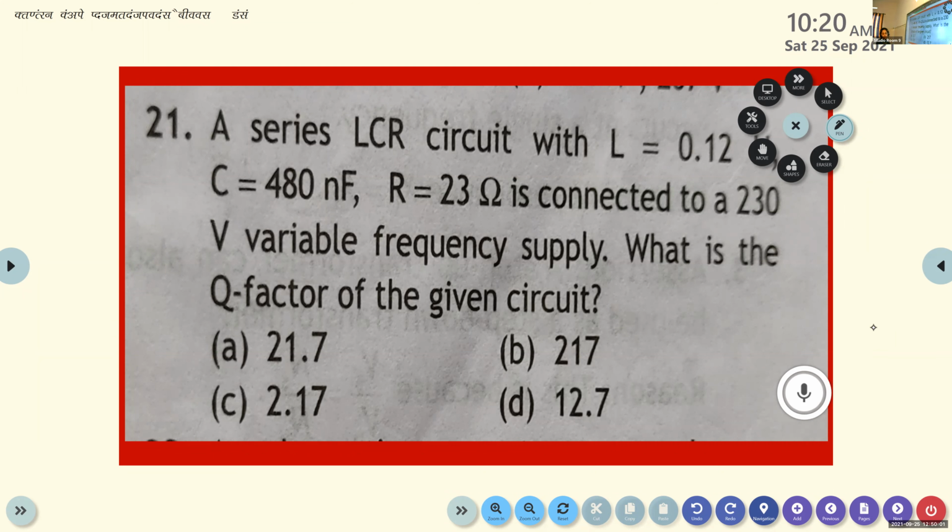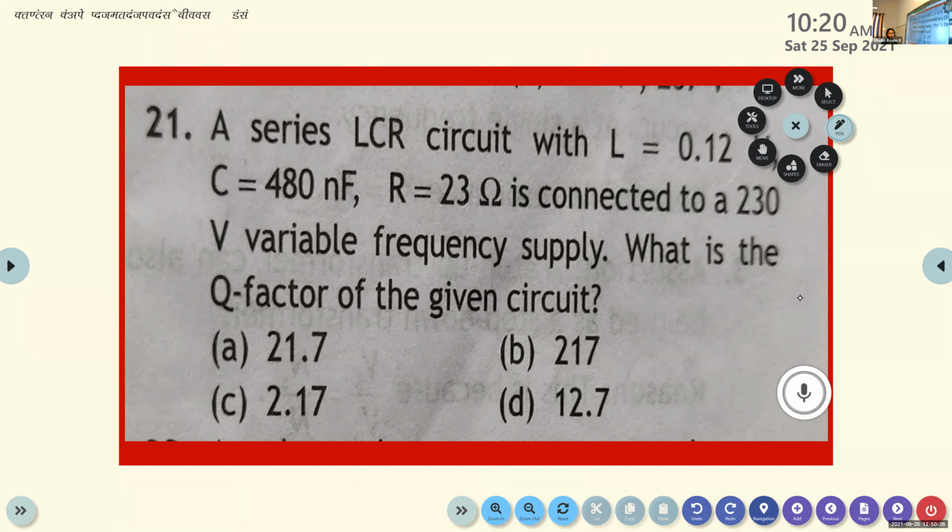There is no unit for Q factor. What do you mean by Q factor? Ratio between inductive reactance to resistance or capacitive reactance. Yes, it is the ratio of inductive reactance to that of the resistance, or capacitive reactance to that of the resistance. And Q factor means quality factor.